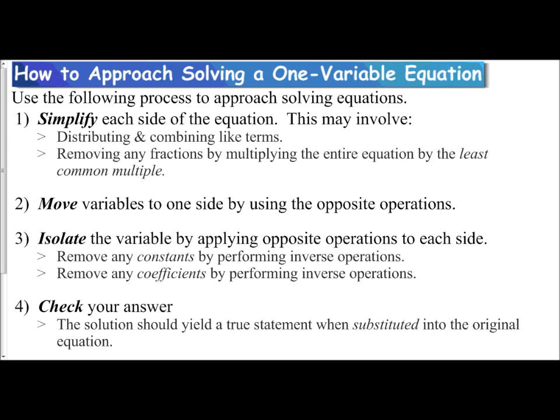And so when you're trying to solve an equation, you want to make sure your process involves these key ideas and always make sure that the equation is simplified. Now, what this means is if you can, distribute, combine like terms. If you have some fractions that are there, you multiply the entire equation by the least common multiple.